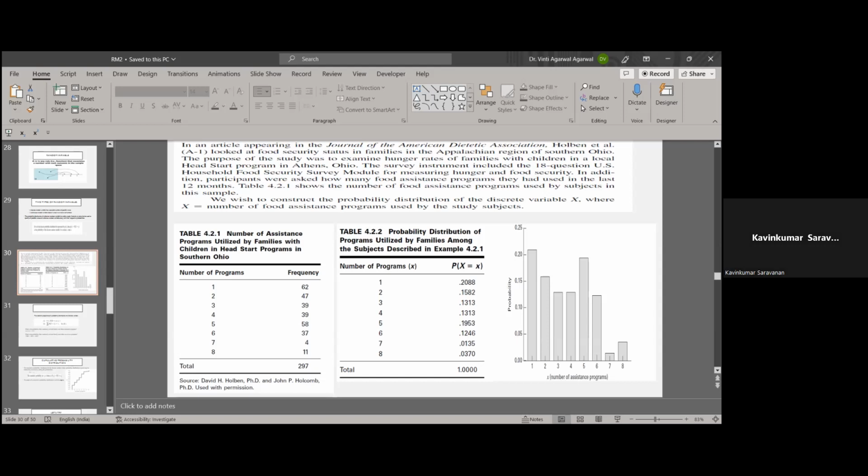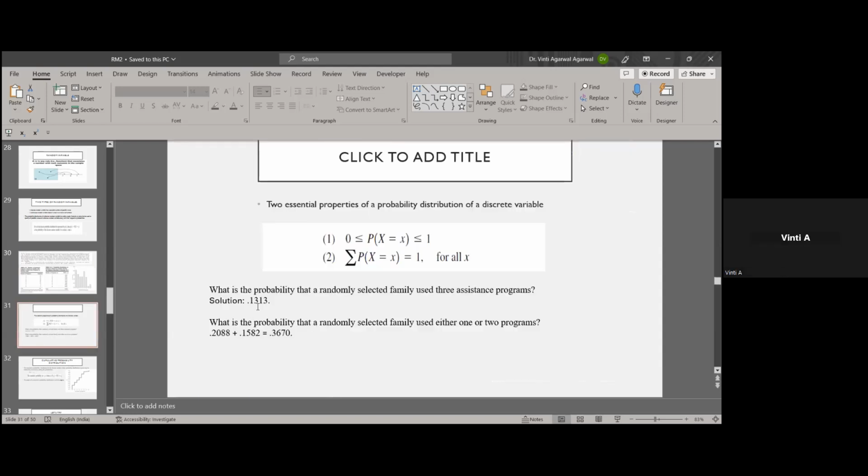Ma'am, is it the 13% you are saying? Yeah, it is 0.1313. Can you see this? When we report it as a percentage, we report it as 13. Yeah, if you want to do it in percentage, it will be 13.13%, right? Okay. Now, what is the next?